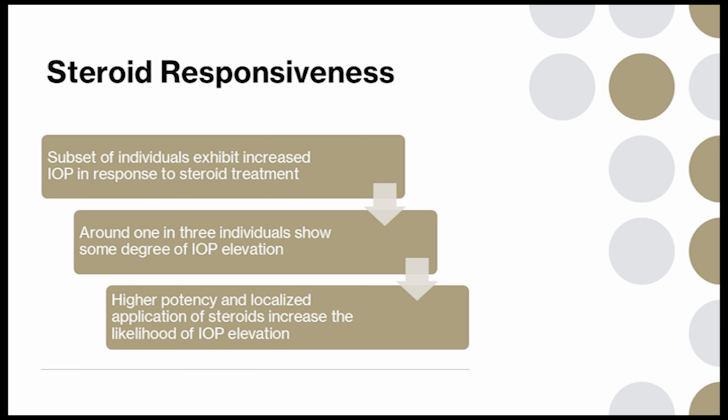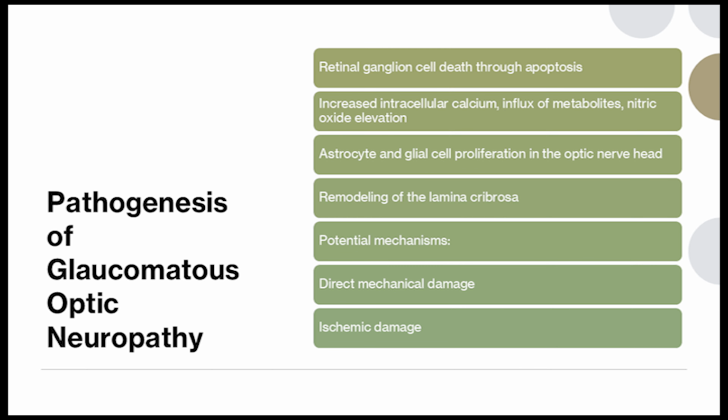Okay, so we've talked about the risk factors, the genetics, the practical considerations of that steroid responsiveness. Now let's get down to the nitty-gritty. How does POAG actually damage the eye? What's going on at the cellular level? At its core, POAG is all about the death of those retinal ganglion cells. Those are the neurons that transmit all that vital visual information from the eye to the brain.